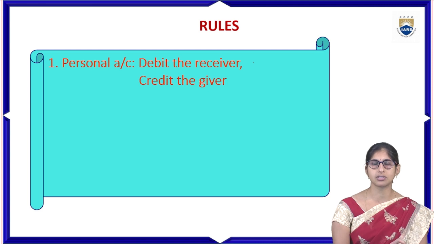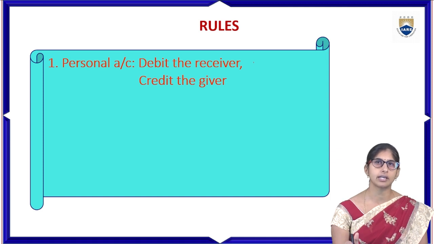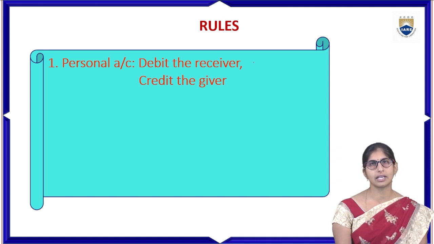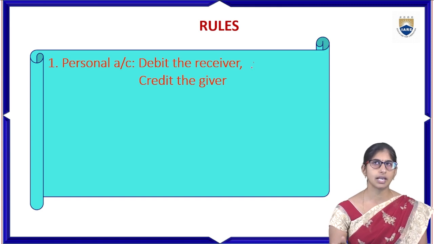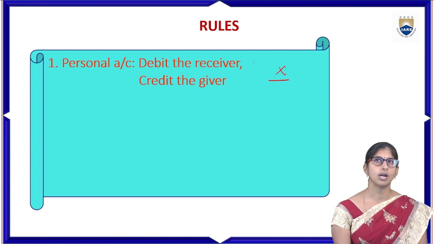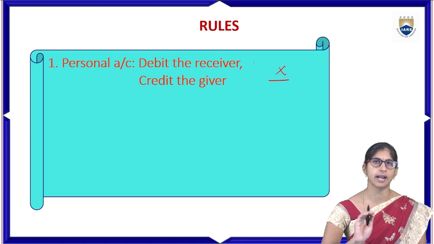Items, that is natural personal account, artificial personal account, and representative personal account. So whoever it may be, first we have to identify whether it is a personal account item or not. If we identify that it is a personal account item, then we have to apply this rule: debit the receiver. Once we identify X as one of the persons in the transaction, we have to debit the receiver and credit the giver. This is the mandatory rule which we have to follow in the accountancy system.